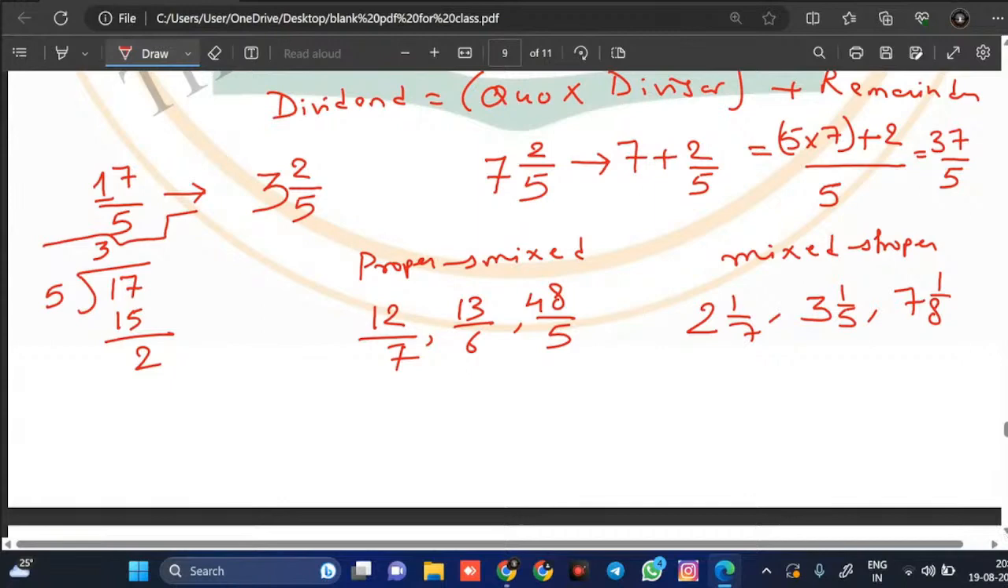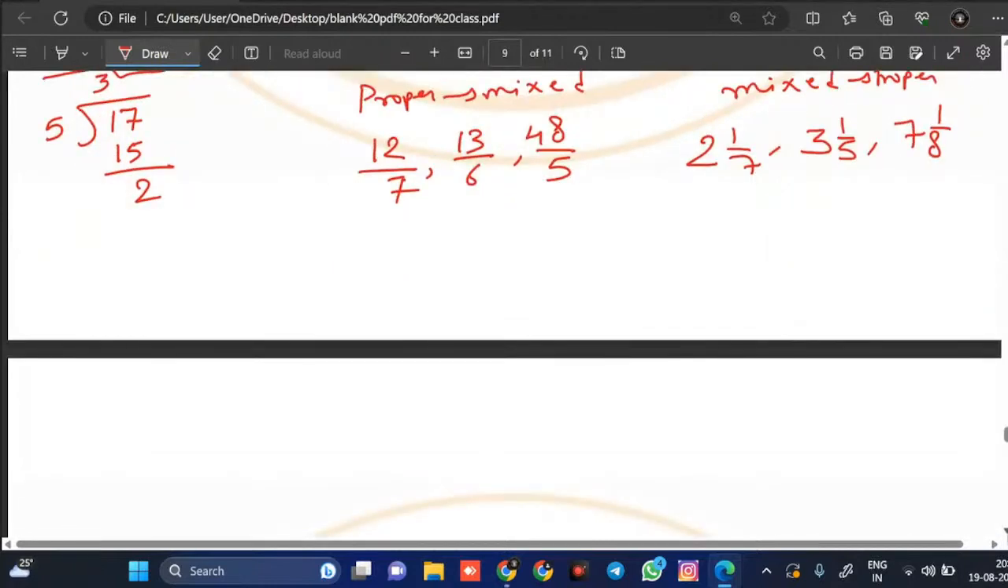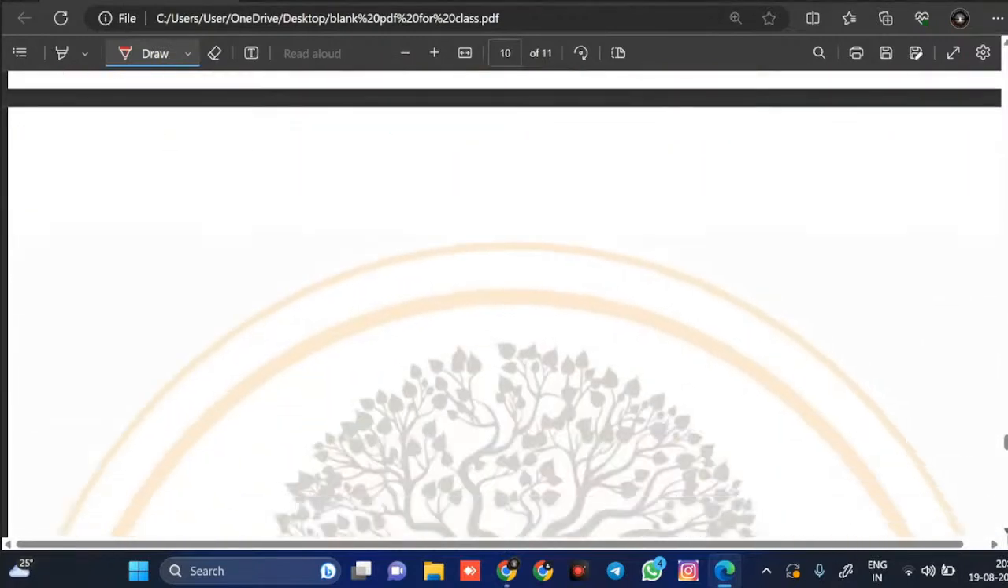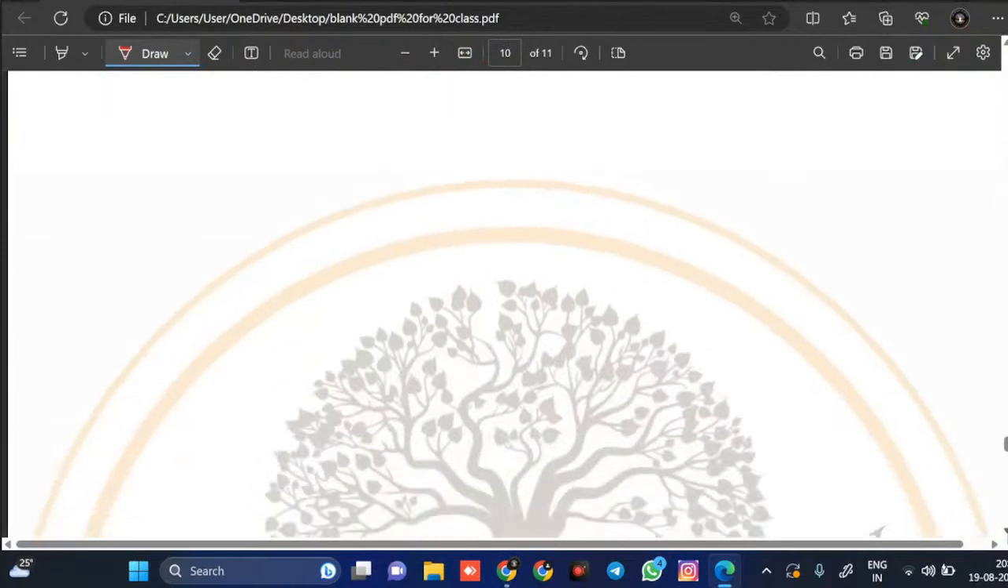You can write this down, and let us move towards the most important topic of today, and the most important topic as far as your competitive exams are concerned: operation on fractions. So what do we mean by operation on fractions?